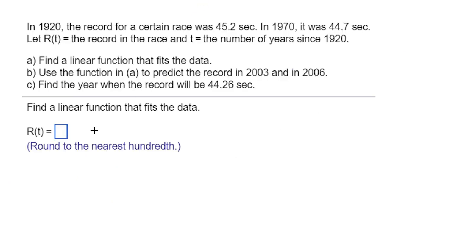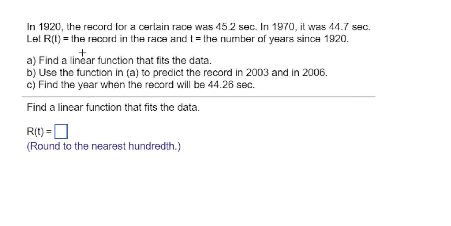So in 1920, the record for a certain race was 45.2 seconds. In 1970, it was 44.7 seconds. Let r of t equal the record in the race, and the variable t be the time in years. Sorry, it's the time, but it's the number of years since 1920. Part A says to find a linear function that fits the data.